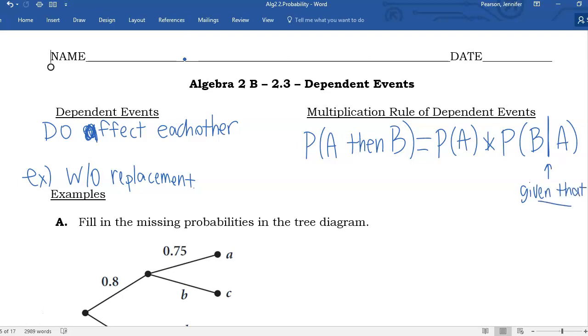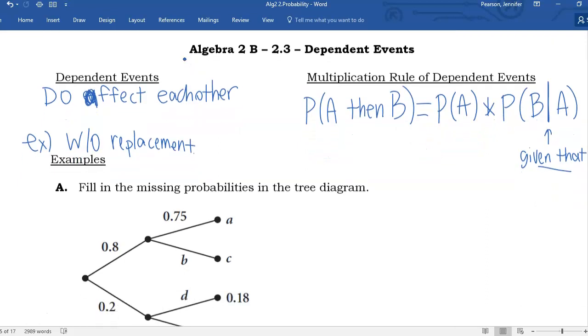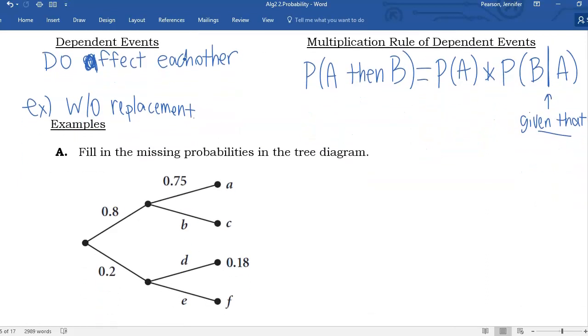So it looks the same. We're still going to be multiplying. We need the probability of the first event times the probability of the second event, but that probability is dependent on the first, so it's a little more complicated. Let us try a couple. Fill in the missing probabilities.